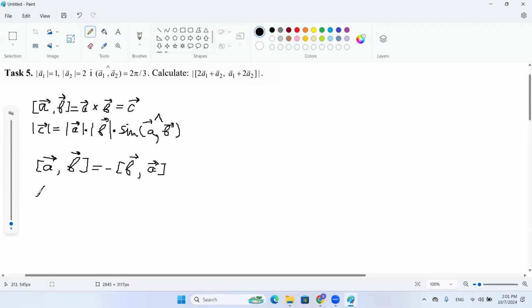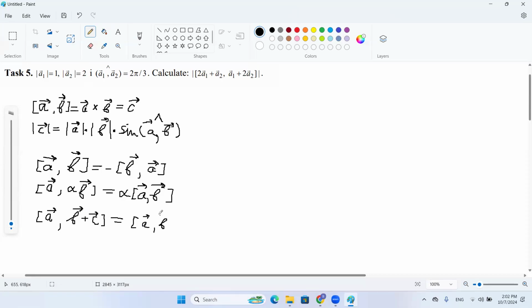And actually the associative and distributive rules are the same. So A multiplied by alpha B equals alpha A multiplied by B. So we can move the coefficient out of brackets. And the associative rule, okay.